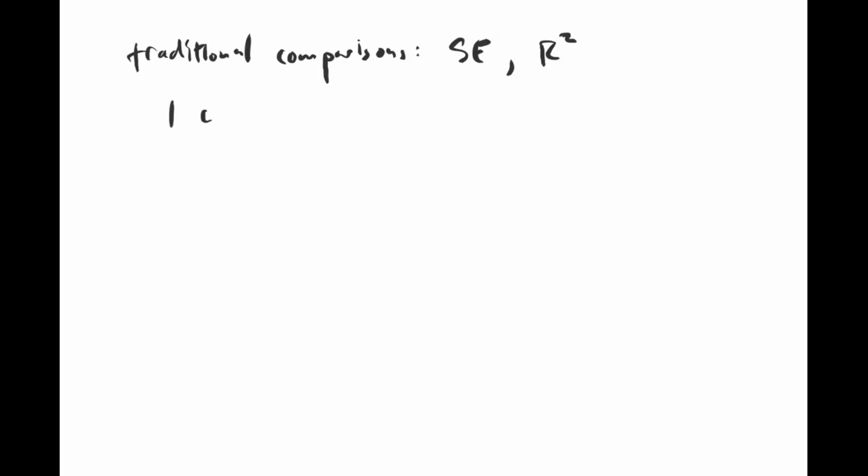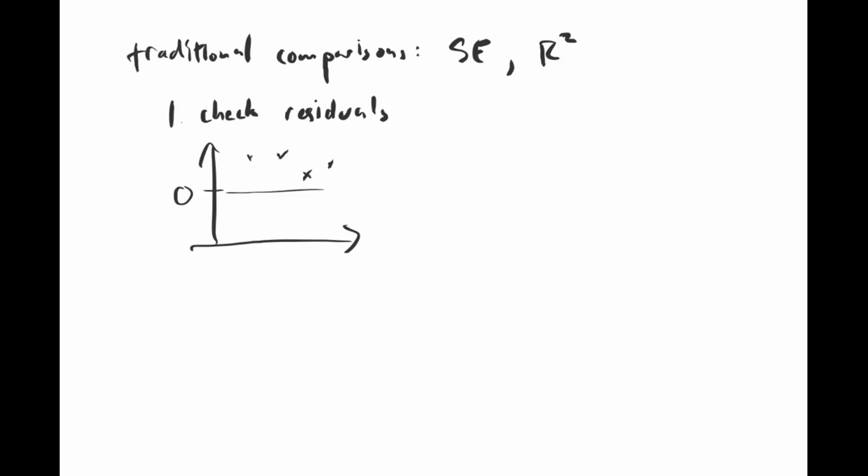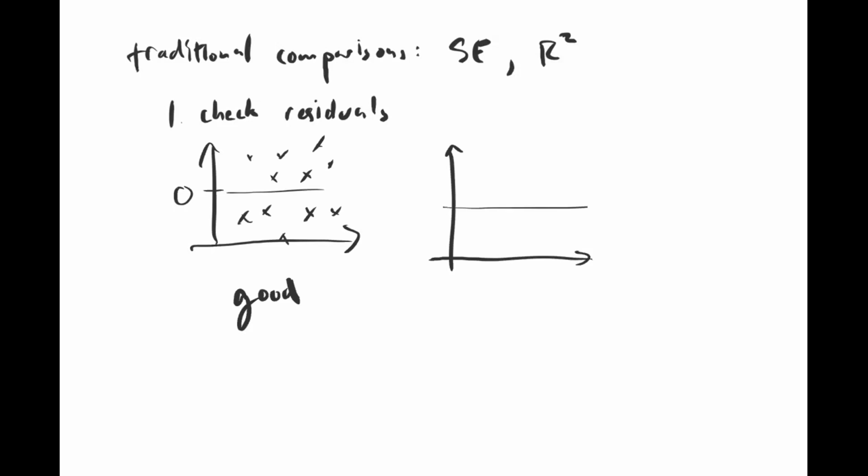So one, check residuals. Right, if we have residuals that look randomly scattered like this, this is good. If we have residuals that look non-random, this is bad.